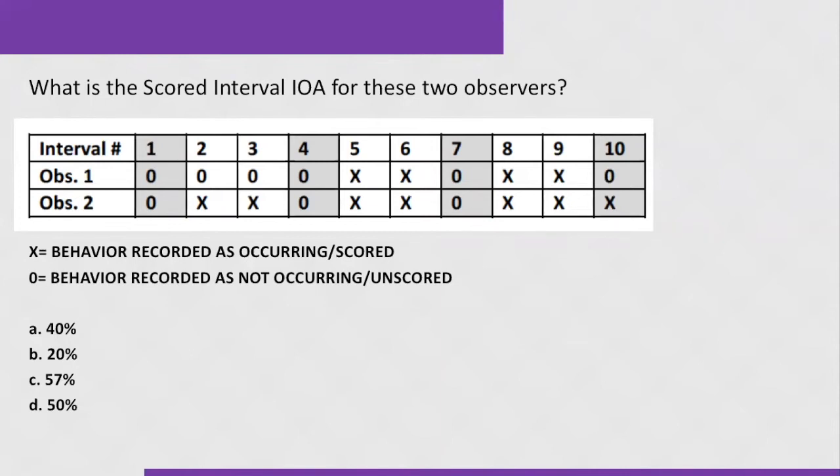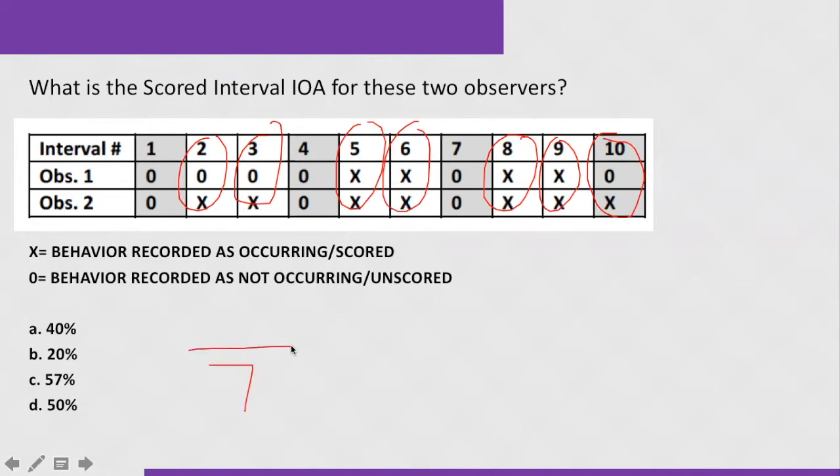The first step, as I like to do it, is to identify every interval in which one or both of the observers have marked an instance of the behavior. In this case, it's going to be the scored, the X. So that's what we're going to do first. We're going to circle all of those intervals. Here we've got one observer, both observers in 5 and 6, both in 8 and 9, and only one in interval 10.